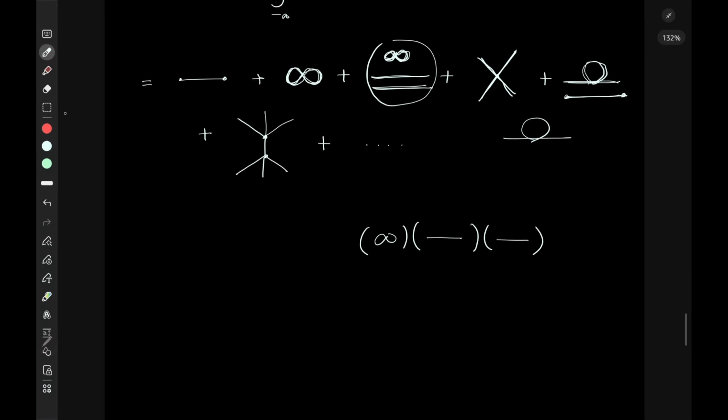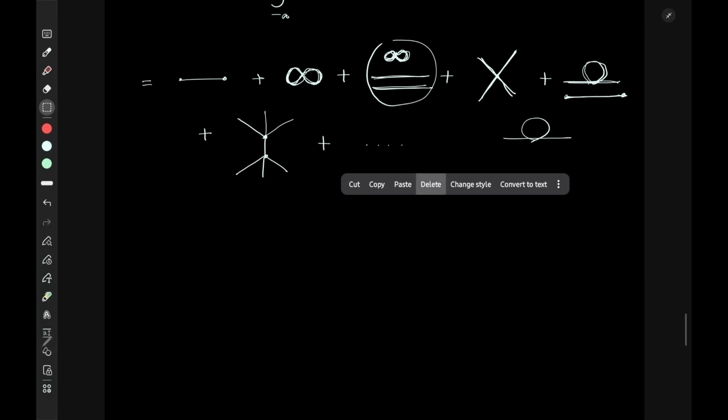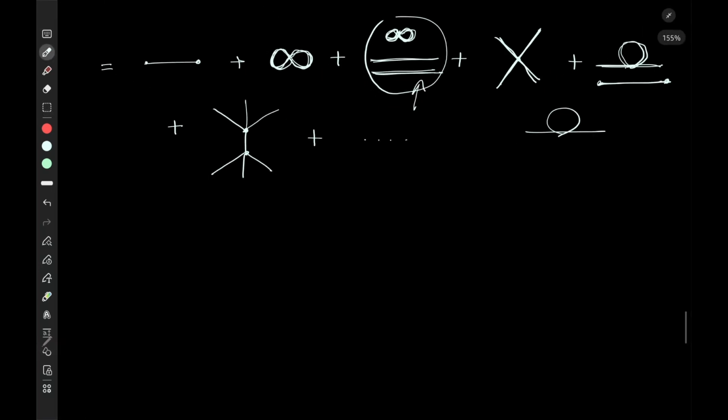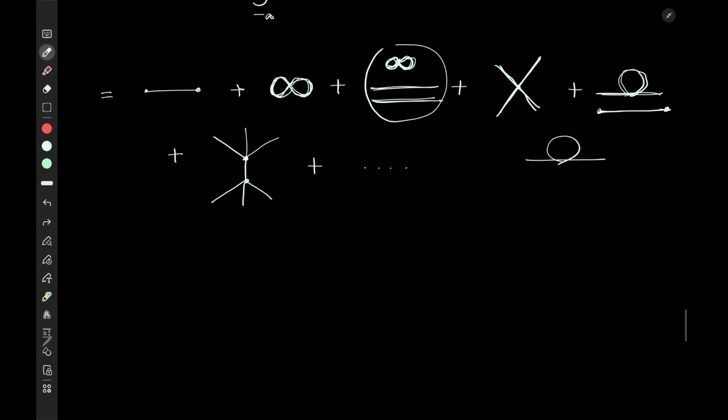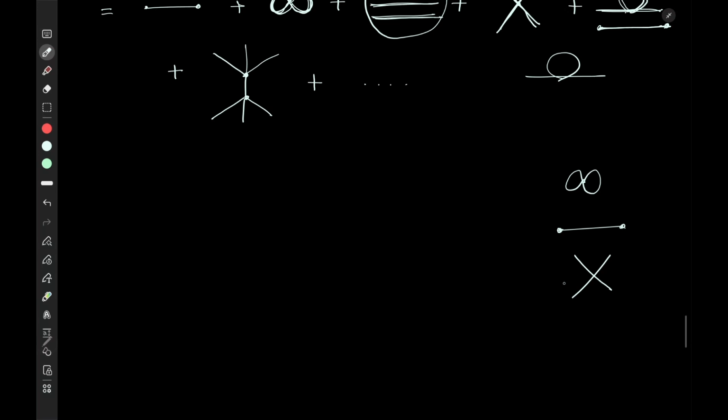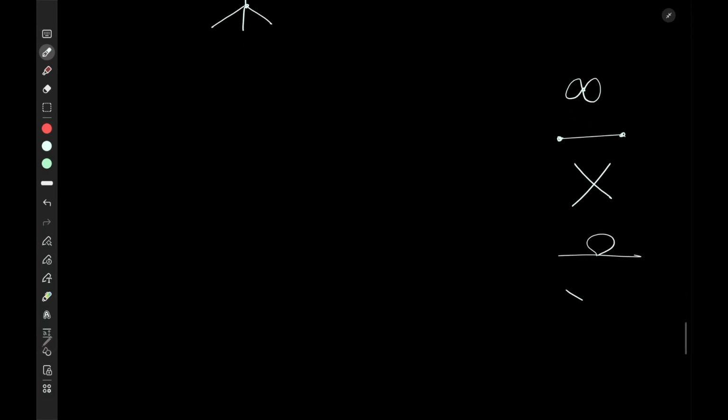So if you consider the connected diagrams, you can see that you can construct the other more complicated diagrams from these connected diagrams. For example, a connected diagram can be this. This can be a connected diagram in this theory. This can be another connected diagram. This can be a connected diagram. This is another connected diagram, and so on.